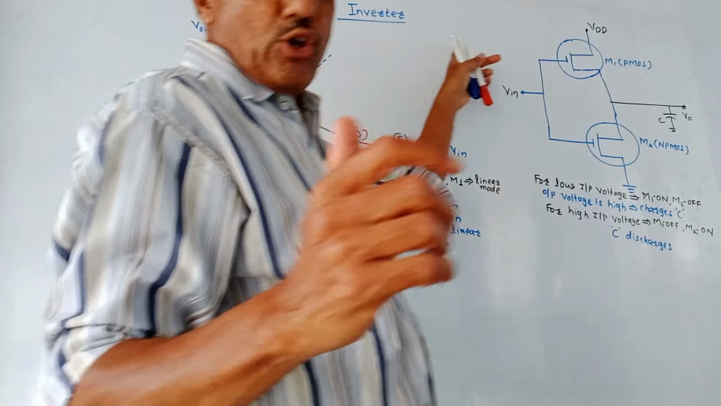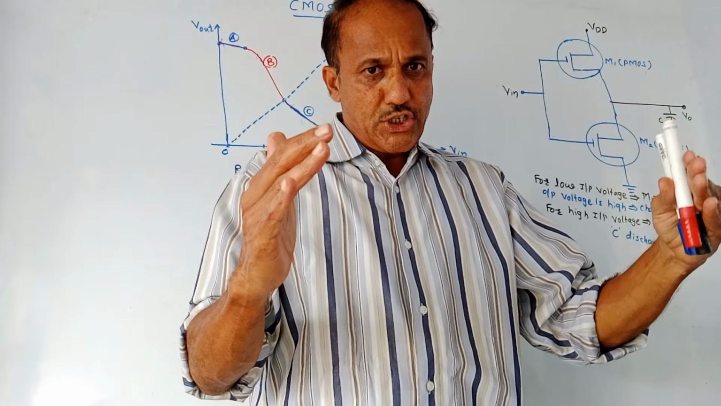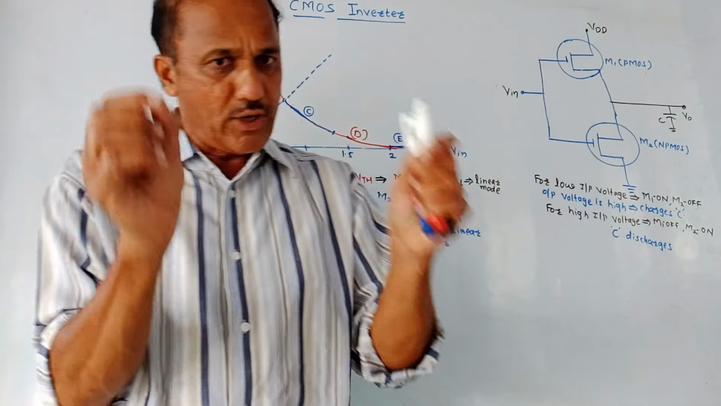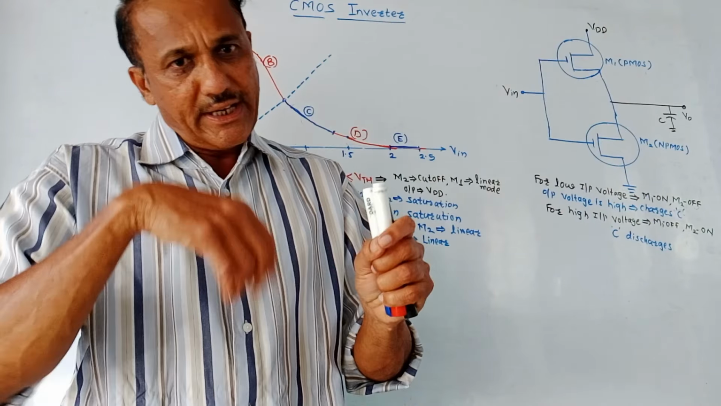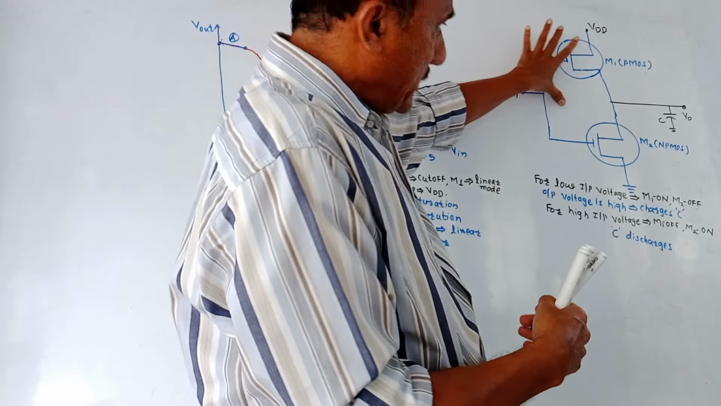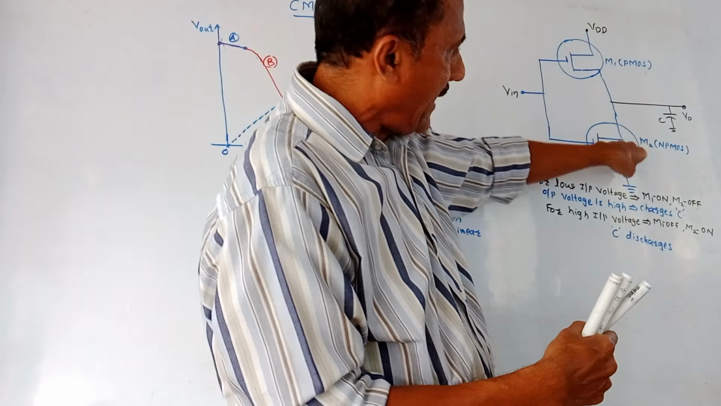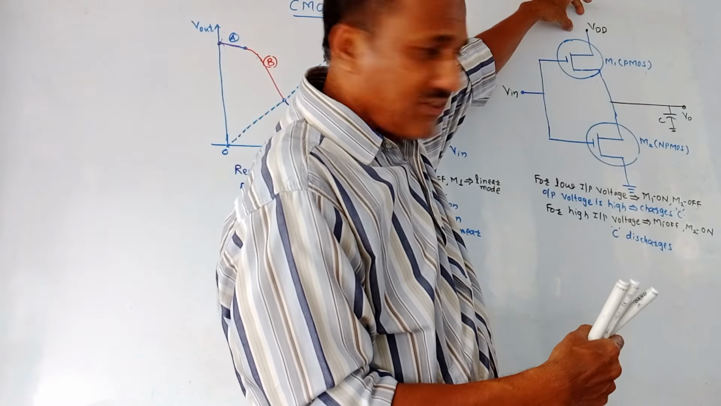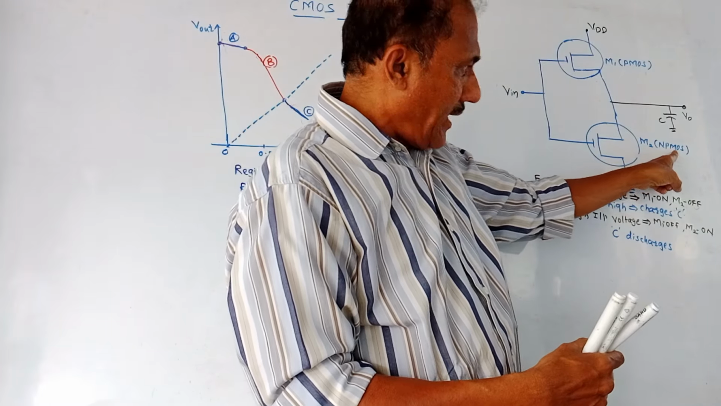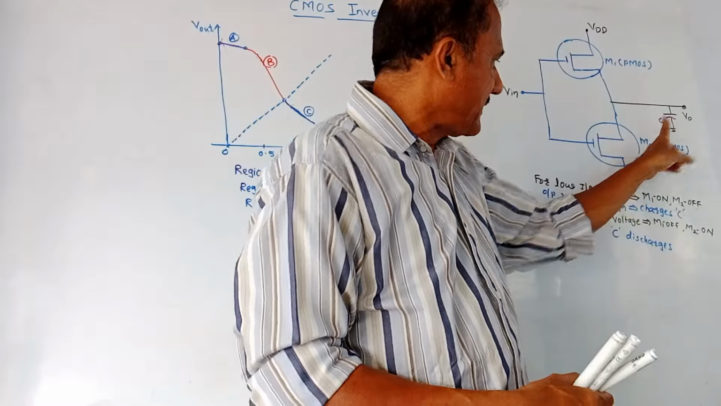Next part is the CMOS inverter. As the name indicates, it is the circuit which produces an inverted output. Means at the input, if you are applying logic low, you are getting logic high, and vice versa. So the circuit is pretty simple. It consists of two MOSFETs, M1 that is the P MOSFET and M2 that is the N MOSFET. This is VDD which is connected to the P MOSFET. The N MOSFET is connected to ground. At the output, we are connecting a capacitor C.